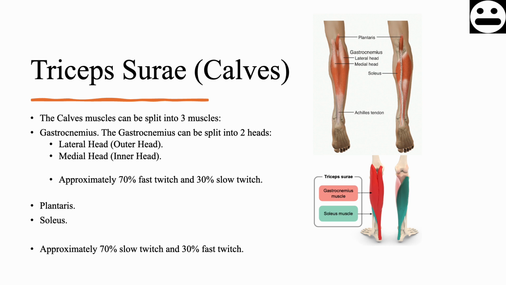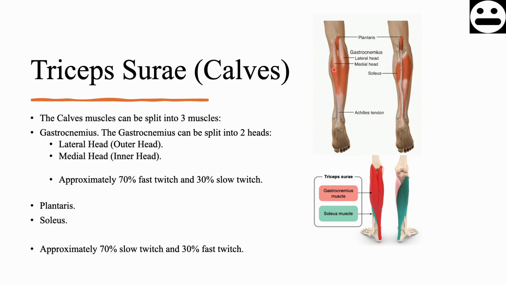Now the gastros can be split into two heads. You got the lateral head, which is the outer head, and you got the medial head, which is the inner head. So if you look at this leg here, it's a right leg, and this is the lateral head, meaning the outer head, and this is the medial head, which is the inner head. And they are approximately 70% fast twitch and 30% slow twitch.